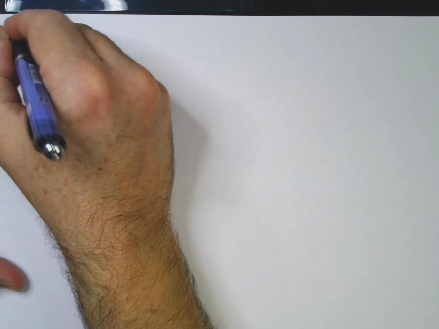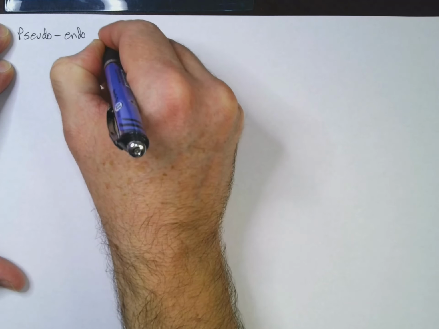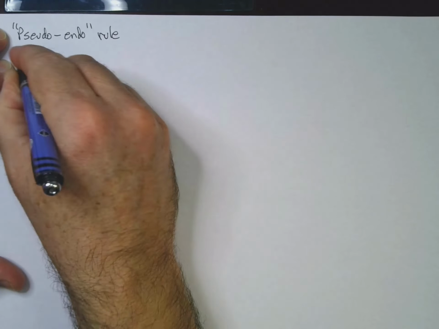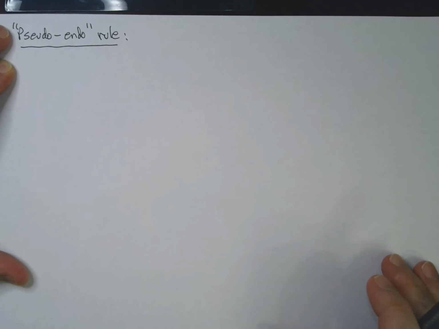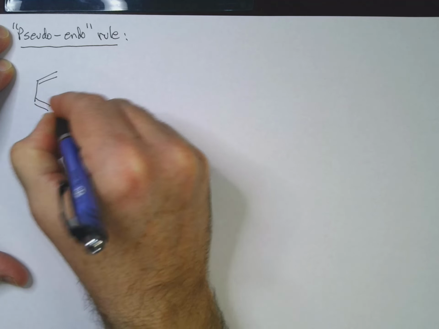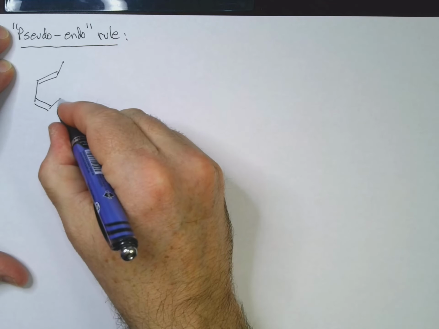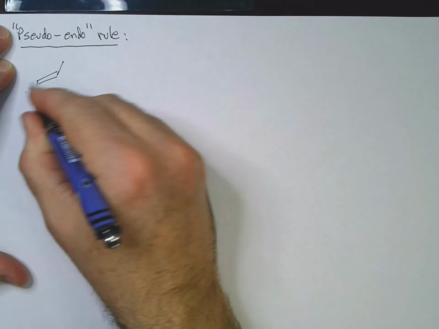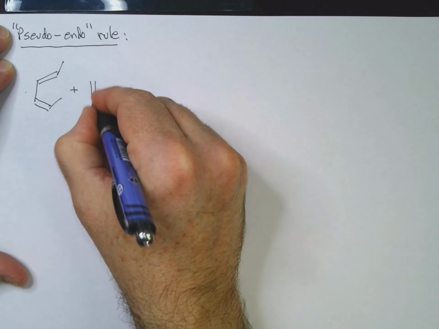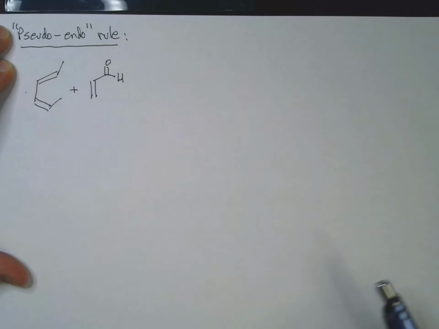All right, now I mentioned the endo rule. We have something called the pseudo-endo rule as well. I just put pseudo-endo in quotation marks here. So if I had the following. Okay, so here's my diene. I have a methyl group there that's cis here. This methyl group's trans. And I go ahead and combine these.